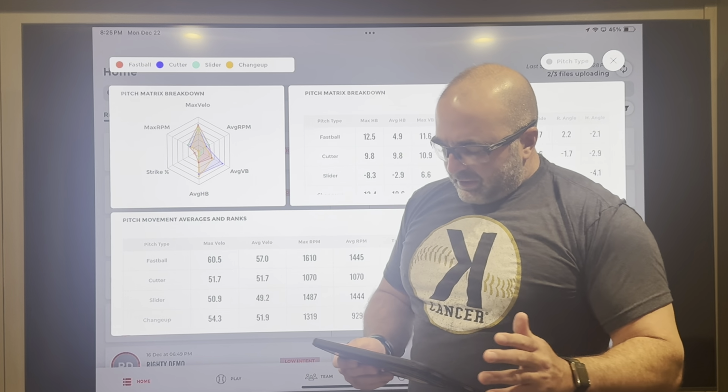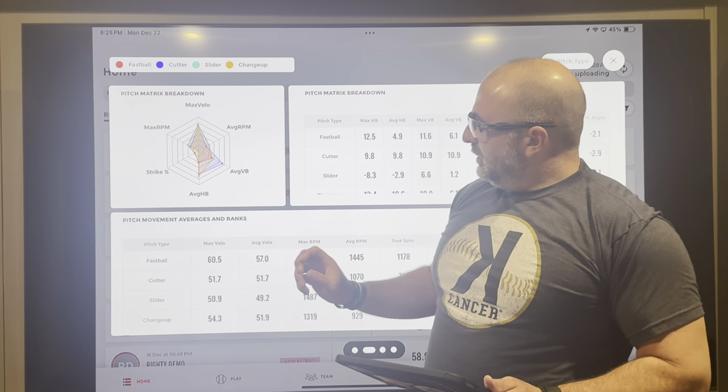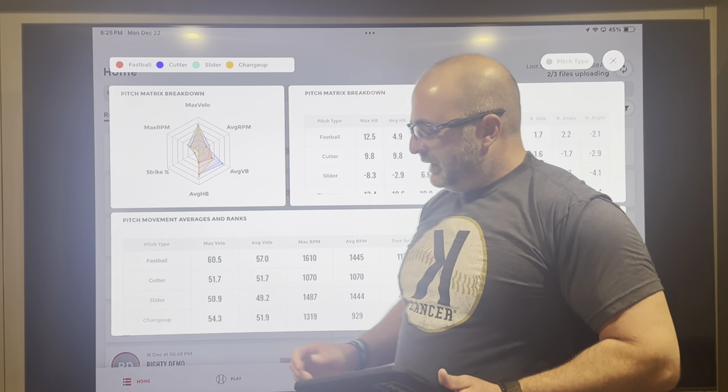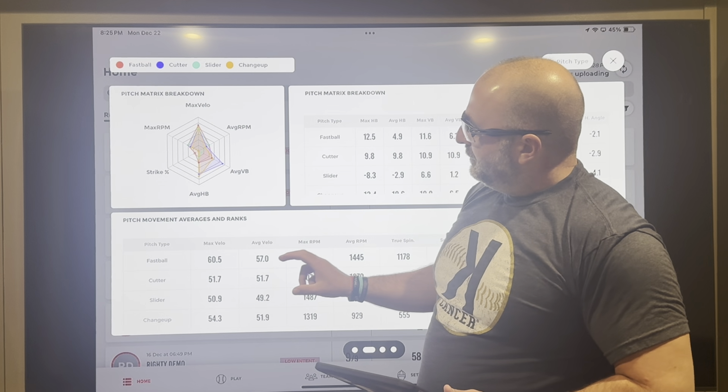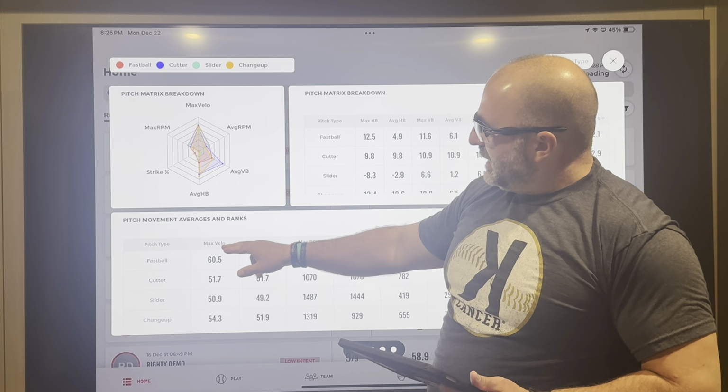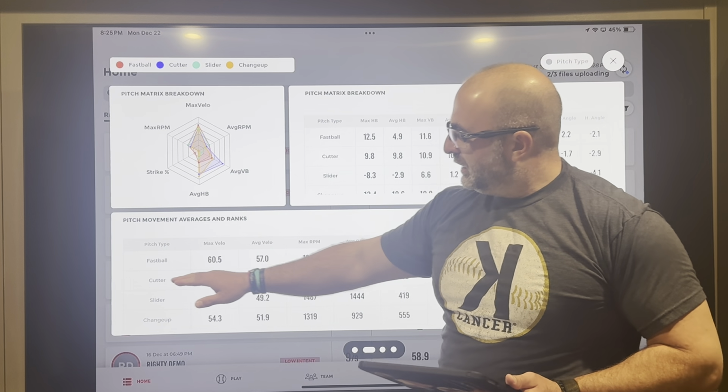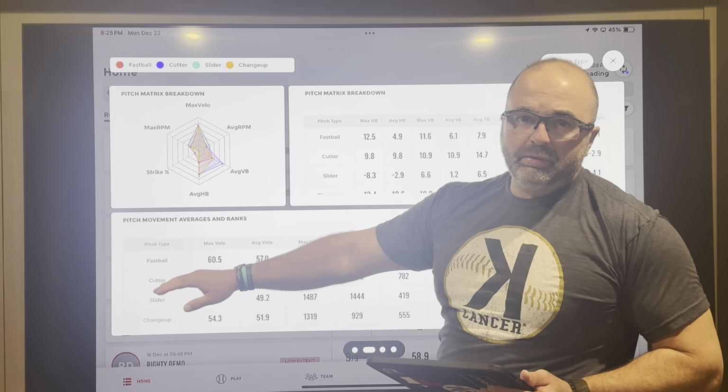All right, Marcelo, good job today. A couple things that we talked about, just to recap and reiterate. If we look at your max speeds per pitch, we're going to ignore the cutter because you don't actually throw a cutter.